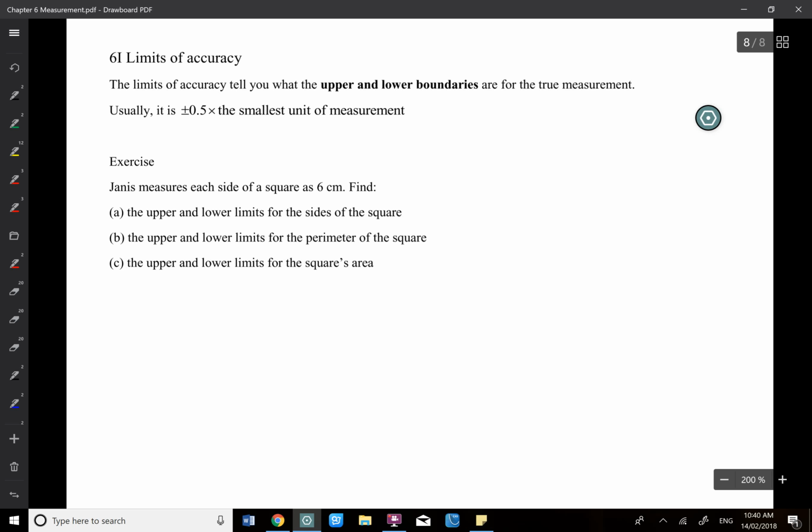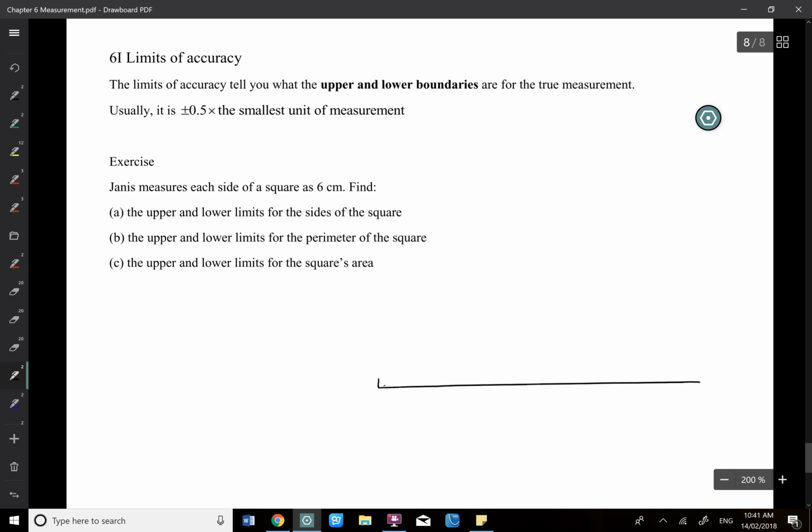Alright, so what is limits of accuracy? Limits of accuracy will tell you the upper and lower boundaries for the true measurement. It's hard to understand, so let me give you an example. I will draw a ruler here.